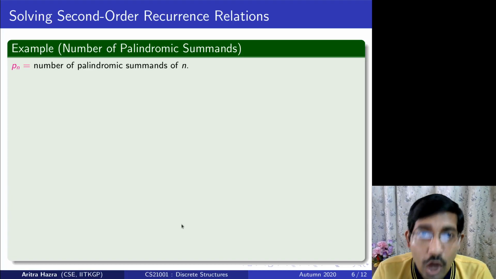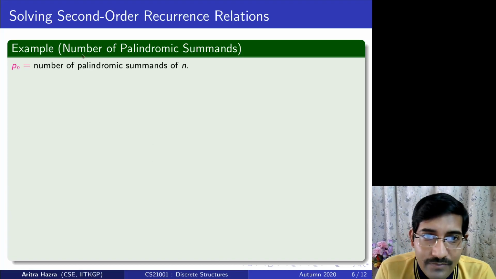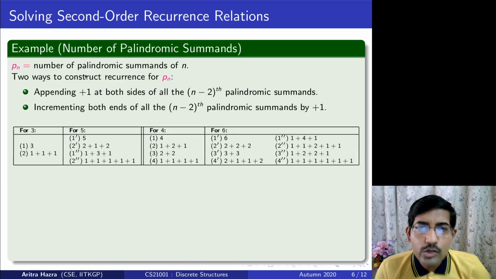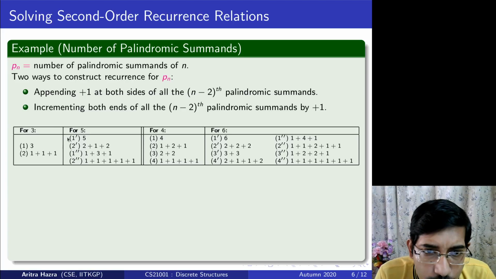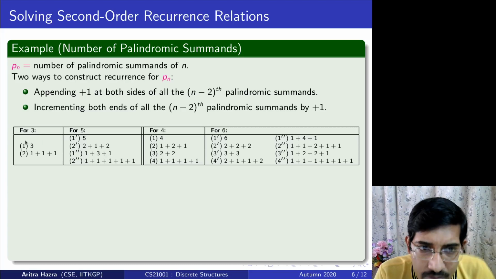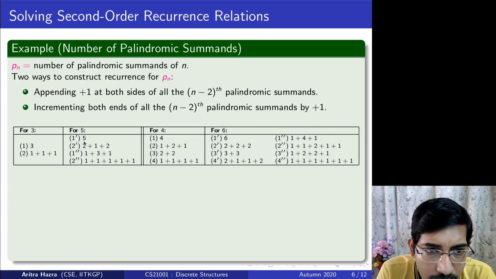So how many such possibilities are there? Pn is the number of such palindromic summands. There are two ways to construct it. Consider this example: from 3 to 5, how do we construct? We can add 1 to both ends. The palindromic summand for 3 is just 3, so we add 1 and 1 here, and it becomes 5.